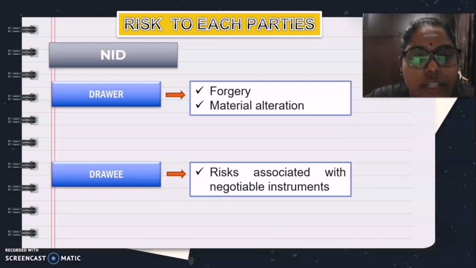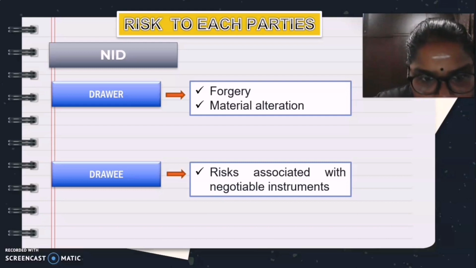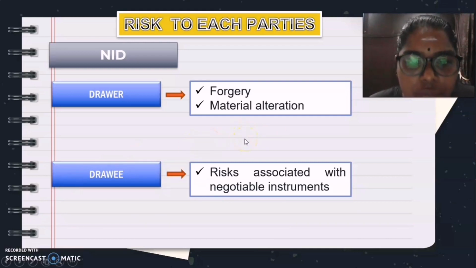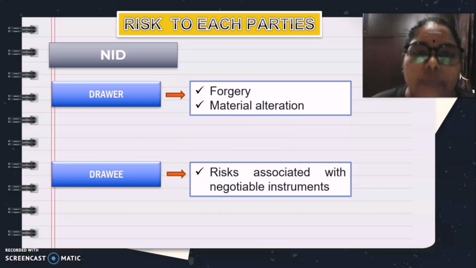And material alteration: a negotiable instrument with scratches on it, or which otherwise indicates an erasure or alteration, cannot be enforced at all against the original drawer or maker. For the drawee, the risks associated with negotiable instruments might include restrictions placed on the transfer by one person or another. There might be a lack of funds being available when the instrument is used for payment.